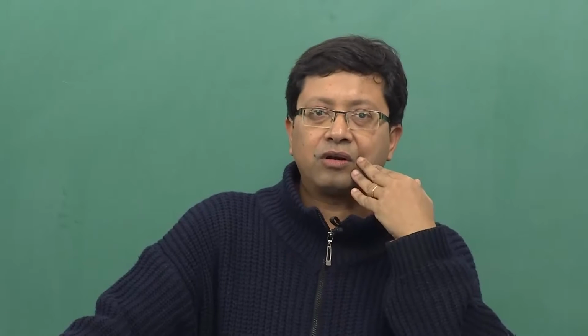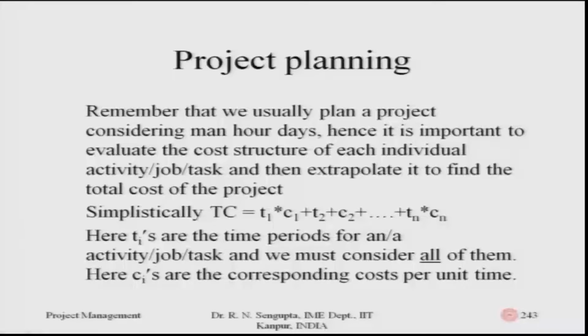So, if I want to find out the cost for the first activity, it would be T1, the time taken for activity 1, multiplied by the cost, which is C1. Here I am considering C1 as linear cost. It can be quadratic also or some other polynomial. We are not going to consider that.